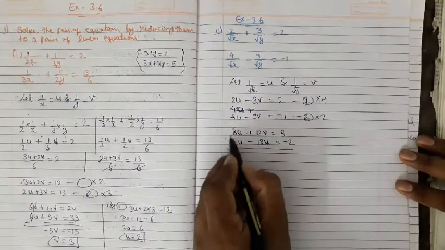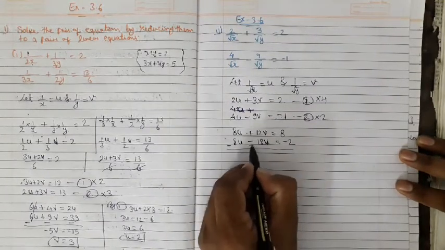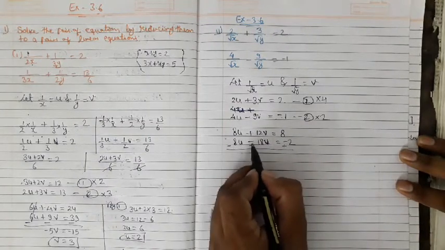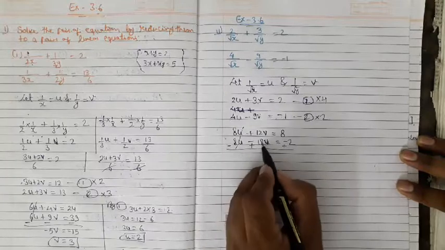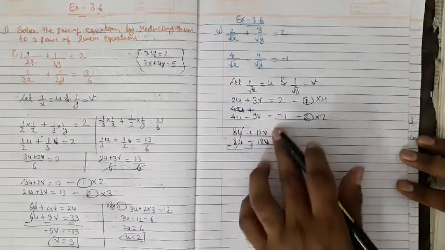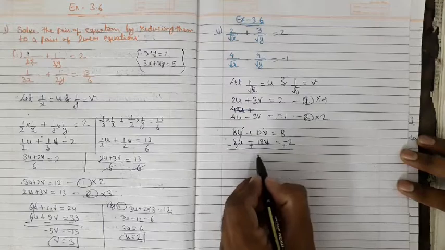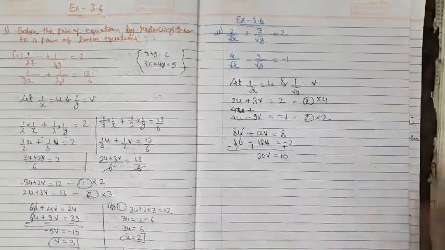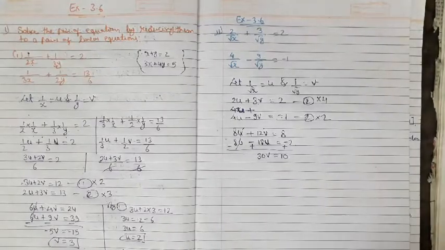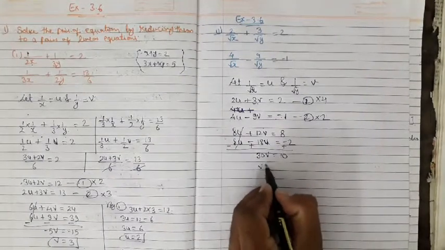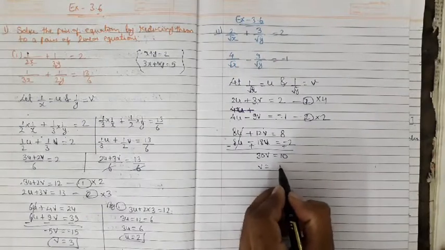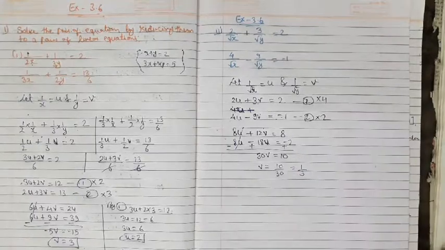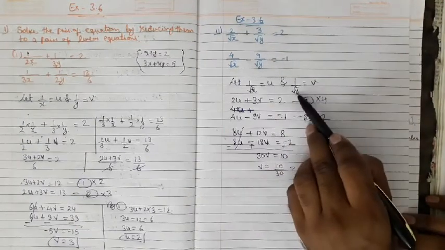Now their coefficients have the same sign, so we have to subtract them, which means positive will change into negative and negative will change into positive. So 8u cancels 8u, and 18v and 12v become 30v, and 2 and 8 become 10. Clear? So when I solve it, I'll get the value of v equals 10 upon 30, which means v would be 1 by 3. Clear?